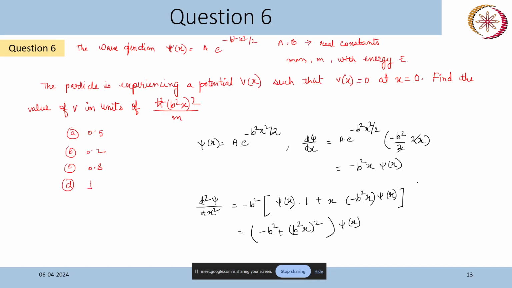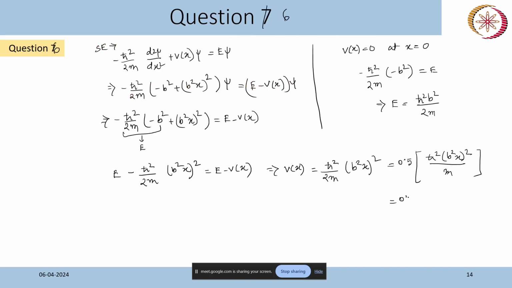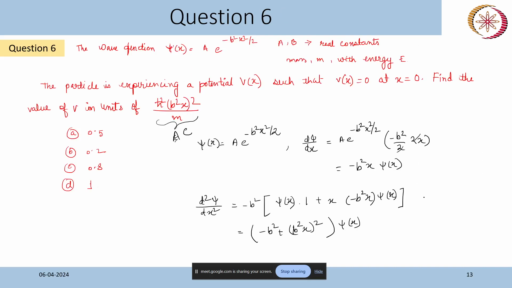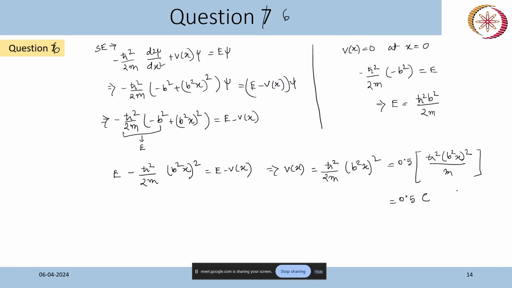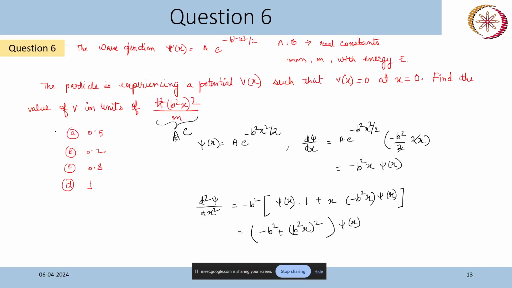Okay. So if I consider this as what should I consider? Let's say capital A maybe, and then no, this already A is also given. So let's say this is C. So this is like 0.5 into C. Okay. So our answer is A. Answer is A.